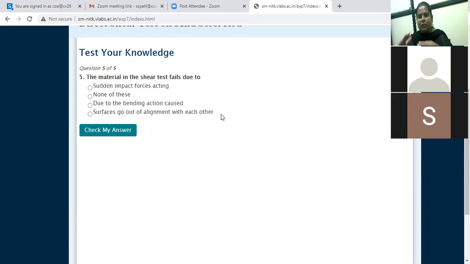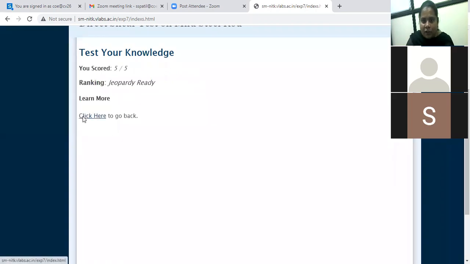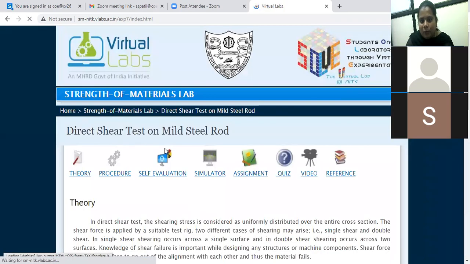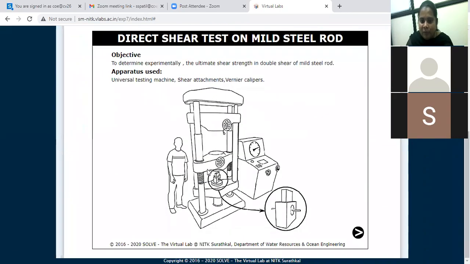Okay, we are performing shear strength. So surfaces go out of alignment. So option D is the correct answer. Okay, these are the questions. Now we'll move towards our simulation, that is, we will perform the test.